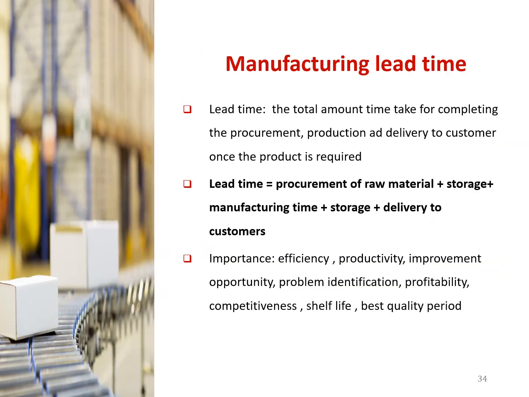The next one is manufacturing lead time. If the manufacturing cycle time concentrates on what happens to the material on the production floor, manufacturing lead time is the total time taken for completing the procurement of raw material, the production process, and delivery to the customer, until it reaches the customer once the product is required. So lead time is defined as procurement of raw material plus storage plus manufacturing cycle time plus storage plus delivery to customers.